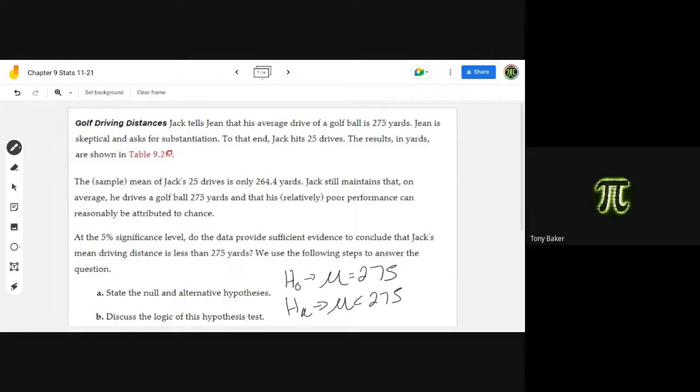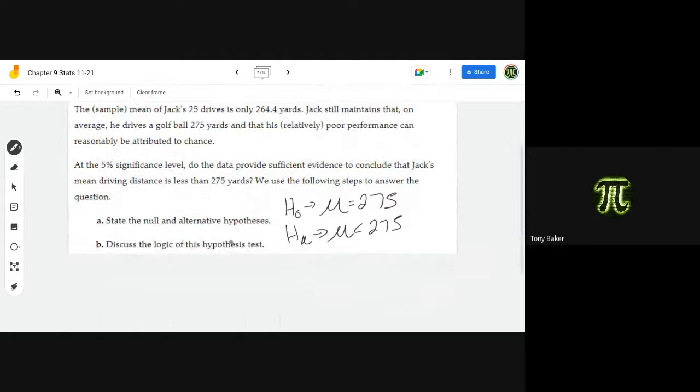And if you know anybody who plays golf, the alternate hypothesis is probably true because they always say they shoot better than they actually do. It's like the same thing with fishermen. You always catch a bigger fish than you actually do. So it's the way it works.